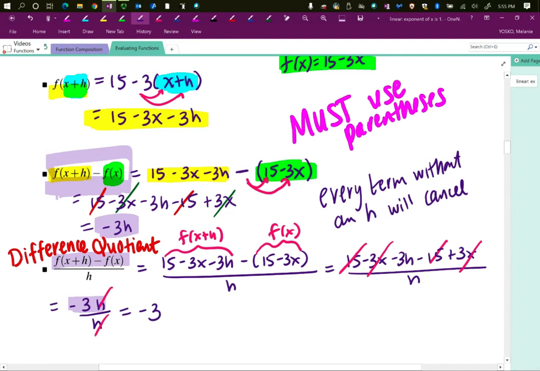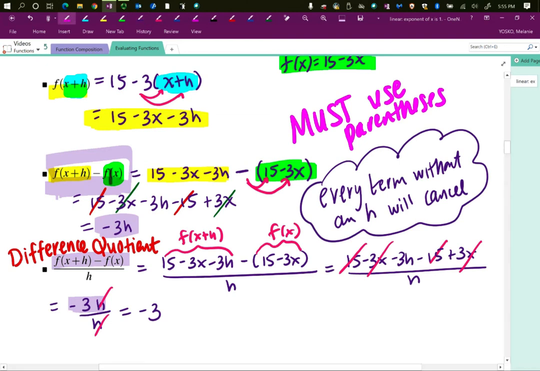Okay, so this is the difference quotient. And again, when you do the f of x plus h minus f of x step, every single term that does not have an h in it will cancel, or you screwed up. Okay, because you were subtracting off the function. Okay, when you simplify, you expand everything out, there's going to be some redundancies.